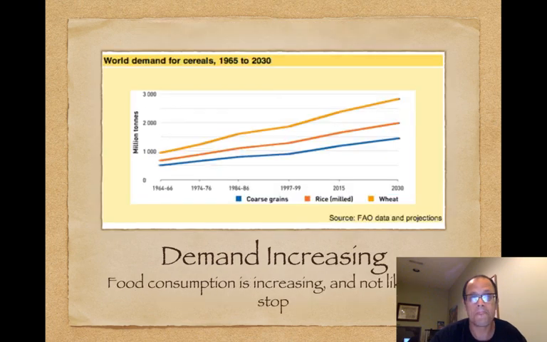Okay, and here is cereal grain consumption. Now, the primary use for our cereal grains are livestock feeds. Okay, that growth rate has continued, and this is projected to continue off into our future. Not likely to stop.